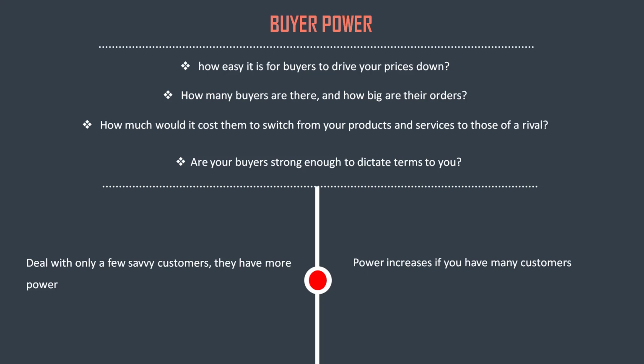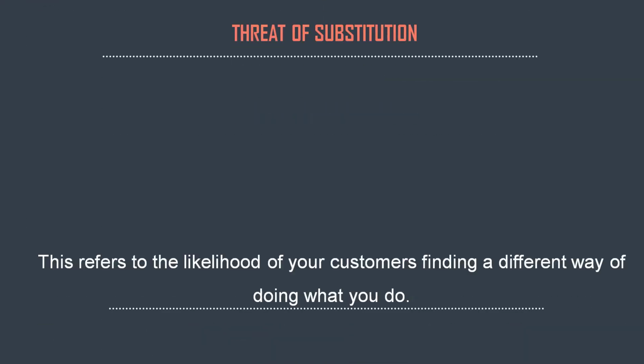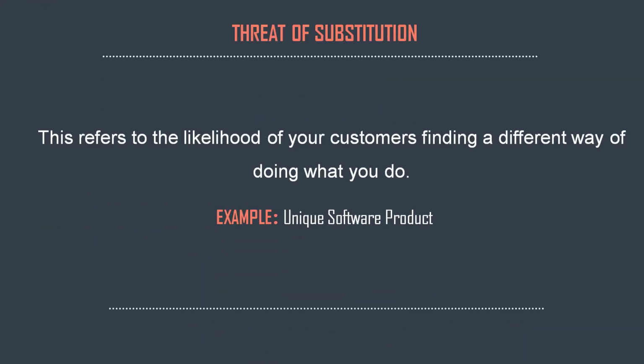Threat of substitution. This refers to the likelihood of your customers finding a different way of doing what you do. For example, if you supply a unique software product that automates an important process, people may substitute it by doing their process manually or by outsourcing it. A substitution that is easy and cheap to make can weaken your position and threaten your profitability.